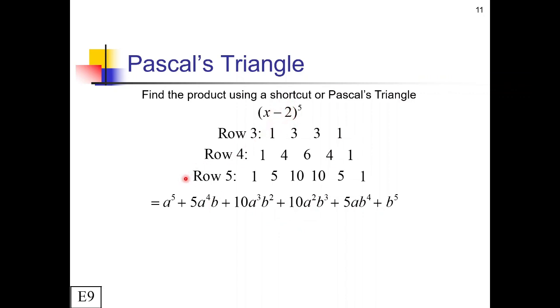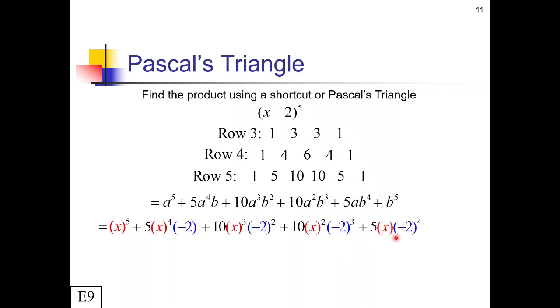Again, the sign has to go with it. So we've got x to the 5th. Now we're going to have 5 times x to the 4th times negative 2. And 10 x cubed negative 2 squared, followed by 10 x squared negative 2 cubed. 5 x and then negative 2 to the 4th, and then finally we have negative 2 to the 5th.